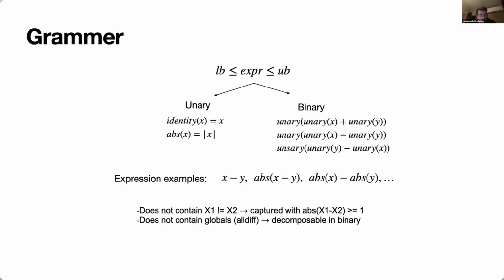And we also don't have global constraints, at least not in this first stage. But any global constraint can be decomposed into binary constraints. So we just get a not equals, and then we get a bunch of binary constraints that say not equals.